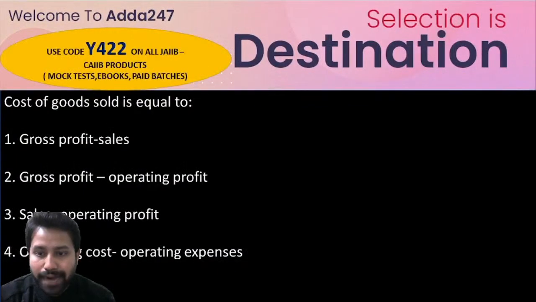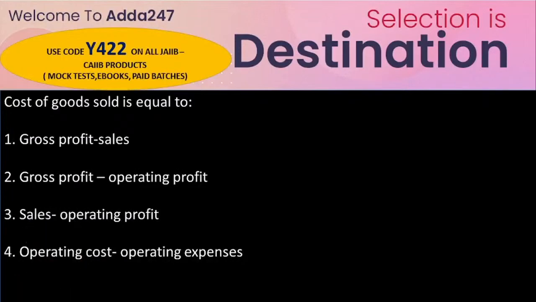The first question is related to cost of goods sold. We have to find out what cost of goods sold is equal to from the given options. Multiple options are given and we have to select only one. We know that the difference between sales and cost of goods sold is known as gross profit. The formula for gross profit is gross profit equals sales minus cost of goods sold.